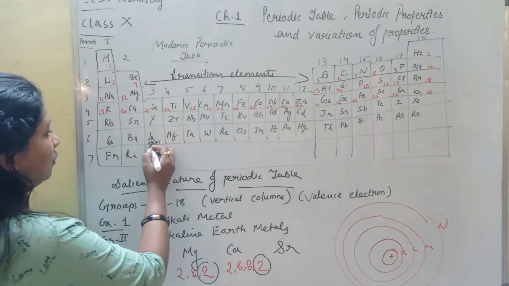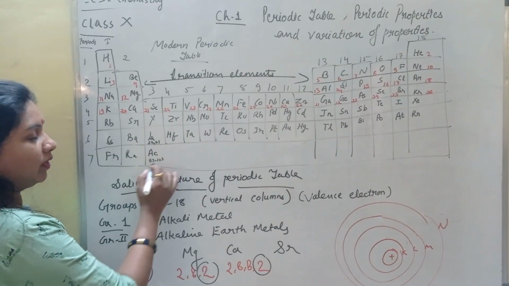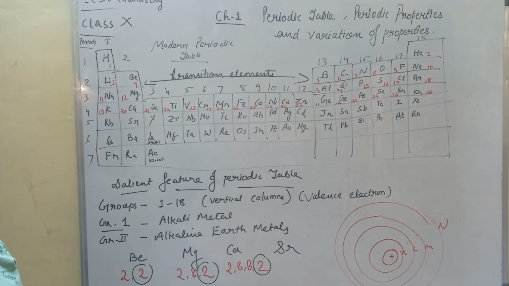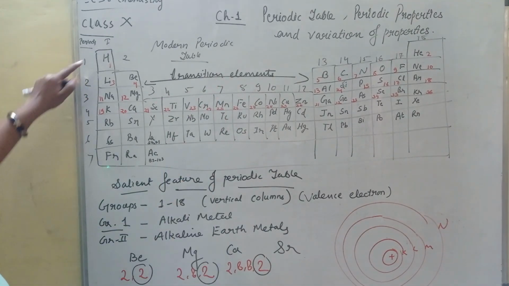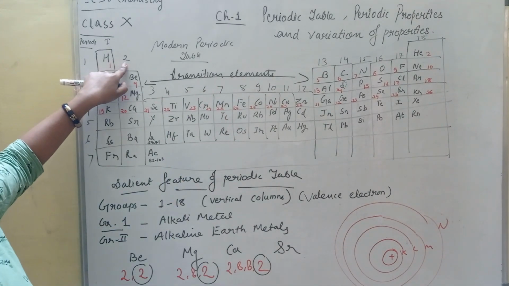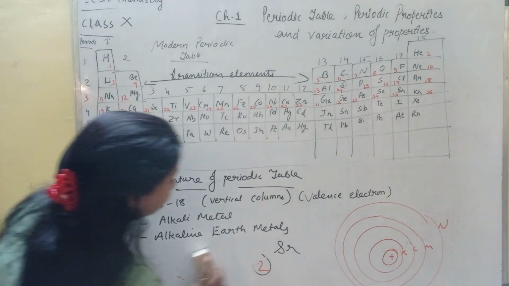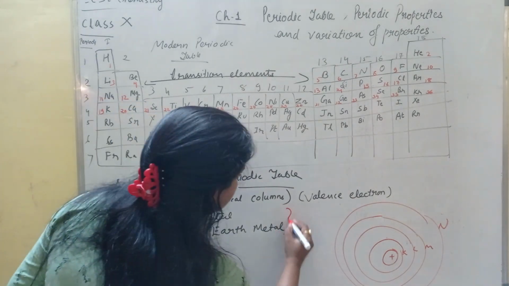Alright, so lanthanides from 57 to 71 and actinides from 89 to 103 are made separately, and you have to study them separately in your higher classes. So 3 to 12 are called transition elements. Group 1 and 2 elements are all metals. These elements, they are metals.